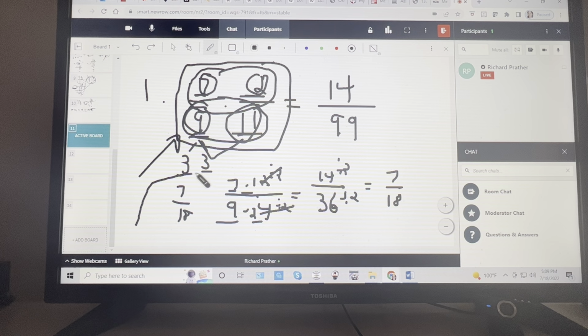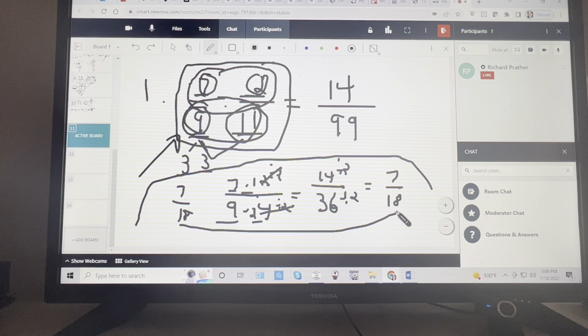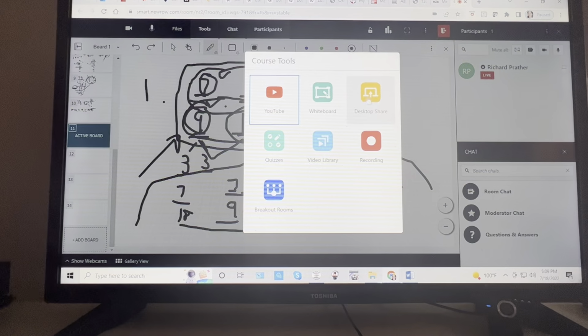So this was an extra example I made up. But that's your choice. So I'm looking over here and seeing 7, 2, 9, 11, and I know none of those divide by each other. So then there's no need to check this. This will be reduced. 14 over 99.